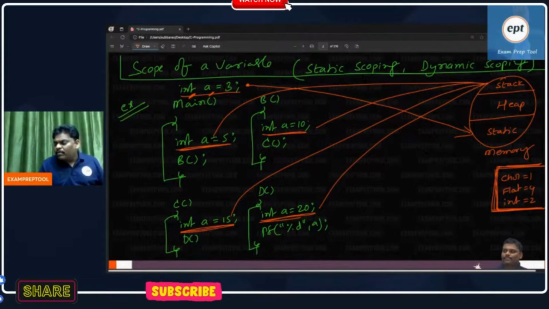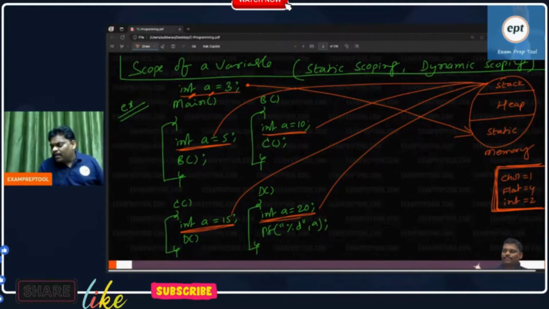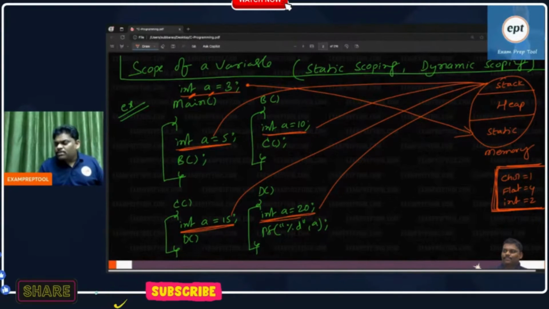Local variable memory will be created in the stack area. Global variable memory will be allocated in the static area. Declaration purpose is creating memory.